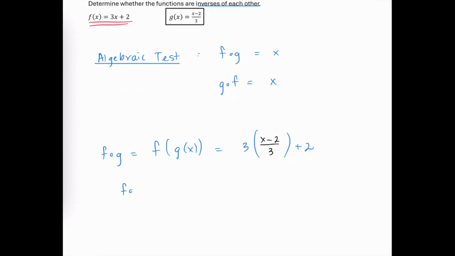And now we simplify. Let's copy paste the left-hand side, which is f composed with g. And on the right, we essentially have 3 over 1 times x minus 2 over 3. And those 3's are going to cancel out to leave x minus 2, which is that product. And then we still have the plus 2 that remains over here on the end. Of course, minus 2 and plus 2 cancel each other out, and now we see that f composed with g did simplify down to being just x, which does satisfy that algebraic test, and so then we'll say, therefore, f and g are truly inverses of each other.